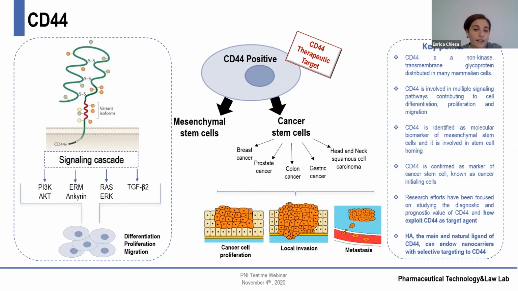Hyaluronic acid is its main natural ligand, and it can be used as an anchor to attach to CD44 to improve nanoparticle selectivity against CD44 positive cells. Hyaluronic acid is already used in biomedical fields since it is a biocompatible, biodegradable, and non-immunogenic polysaccharide.